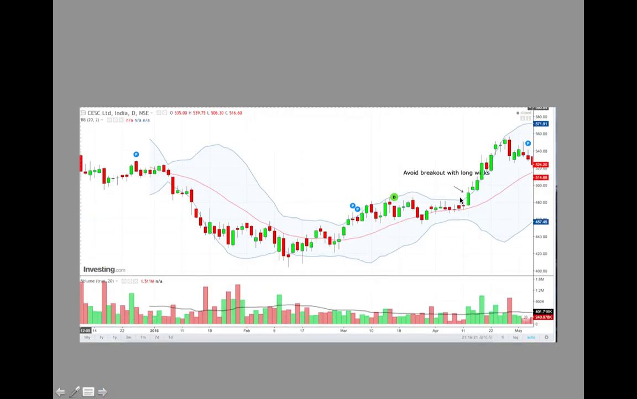So this is one case which I wanted to share. This is a good up move, but I wouldn't have traded this because of the long wick. This long wick indicates selling pressure. So generally what I do is I only go for the breakouts which close near the high. See, had this candle closed near the high, I would have entered it. But because it closed near the middle, this indicates selling pressure, so I would have avoided this trade.